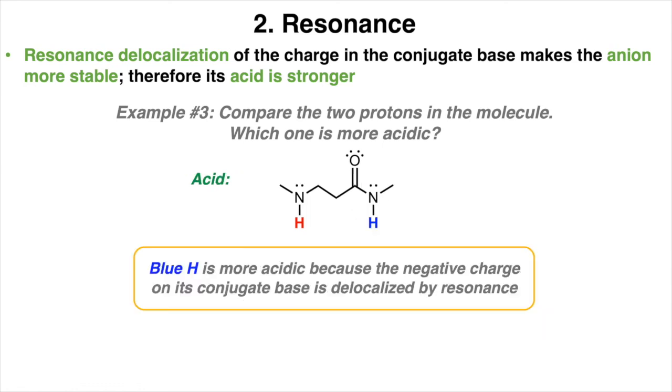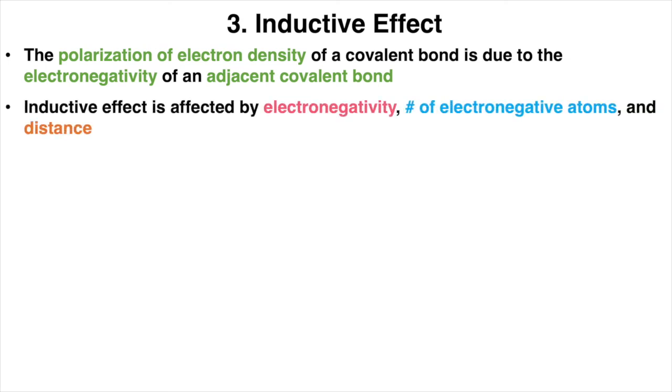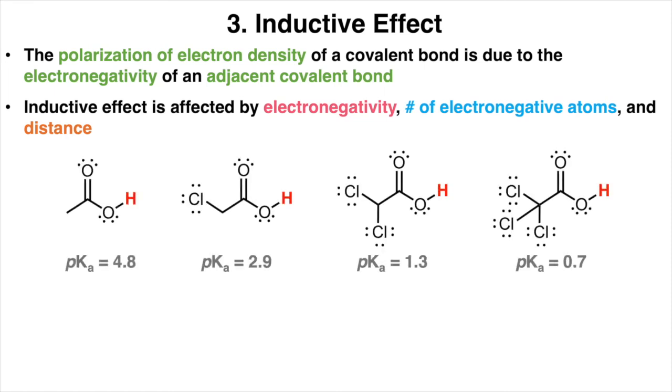This means that the blue hydrogen is more acidic because the negative charge on its conjugate base is delocalized by resonance. The third factor that we can use to determine anion stability is inductive effect. The polarization of electron density of a covalent bond is due to the electronegativity of an adjacent covalent bond. Inductive effect is affected by electronegativity, number of electronegative atoms, and distance. Note that this is different than the electronegativity of the atom bearing the negative charge.